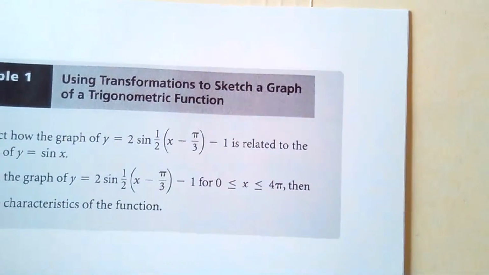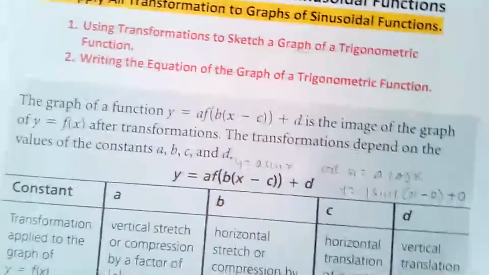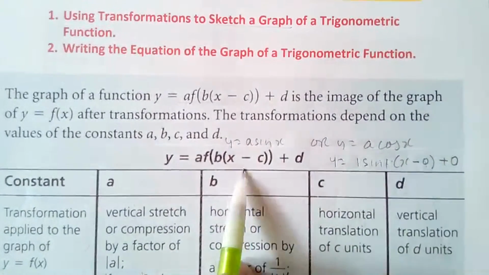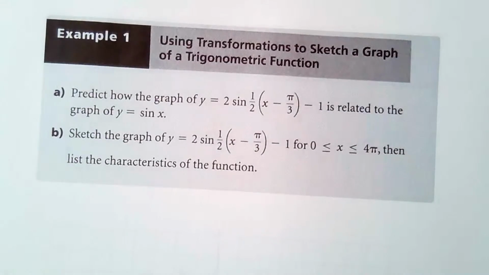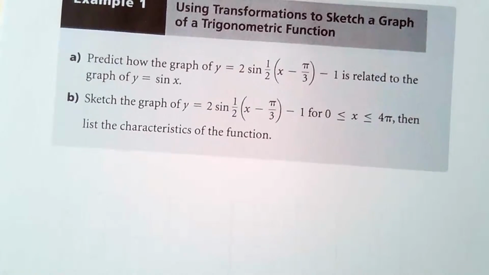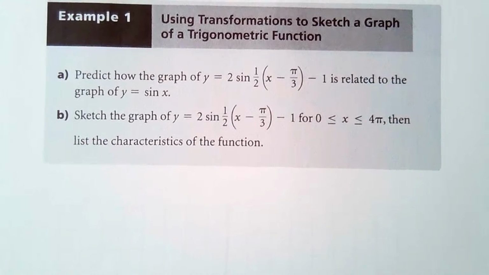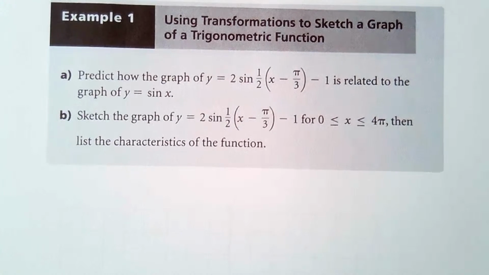Okay, I'll just go over, by the way, we are applying the transformation A, B, C, and D. One of the examples should be the last one for today. Here's your example where you're given, predict how the graph y equal to 2 sine half x minus pi over 3 minus 1 is related to the graph of y sine of x.